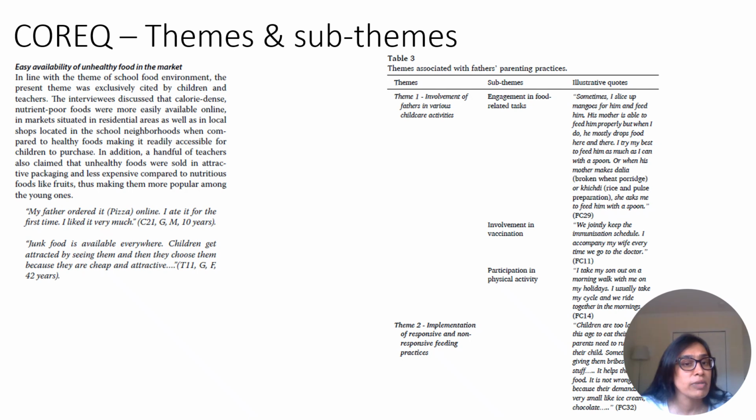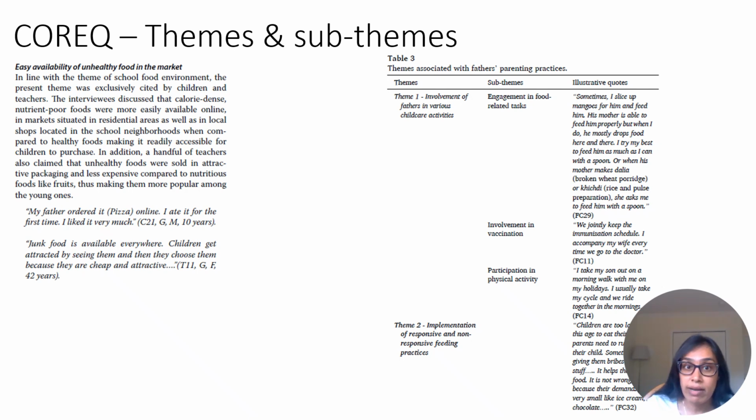So I have written this particular theme, and then I have 2 quotations supporting it. If you can see here, 2 quotations are there with different identifiers. C is child 21. G means he or she is attending government school. So I've mentioned clearly what these labels mean. M is male and the child is 10 years. Here T is teacher 11. She's from government school, she's female and she's 42 years. So you need to give these identifiers as mentioned in the COREQ checklist.